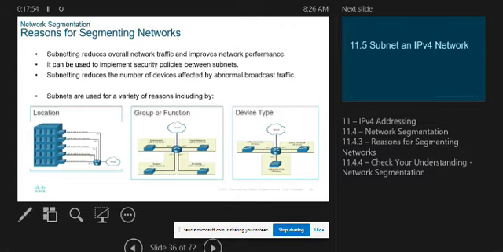They're used for a variety of reasons, including location, group or function, and device type. So you can see here they got different floors with different LANs or networks on them on the building slide over here. They're all connected to different interfaces on the router. The middle one here is by function. So you got admin, human resources, students, accounting. Again, different interfaces. And then device type. They got servers, hosts, printers, all on different LANs.